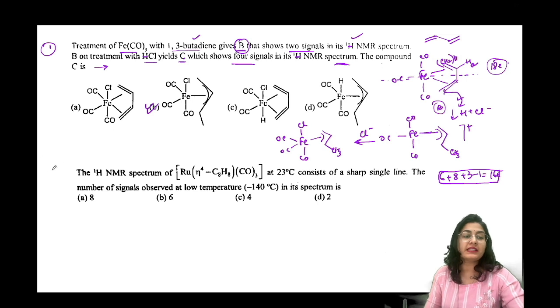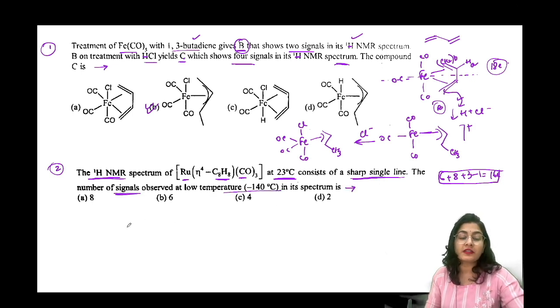Very nice. Let's move onwards to the second question. The question is asking about the proton NMR spectrum of ruthenium eta4-C8H8, this is cyclooctatetraene, and CO whole 3, which at 23 degrees centigrade consists of a sharp single line. At 23, that is room temperature, only one single line it is showing. The number of signals observed at low temperature in its spectrum is.